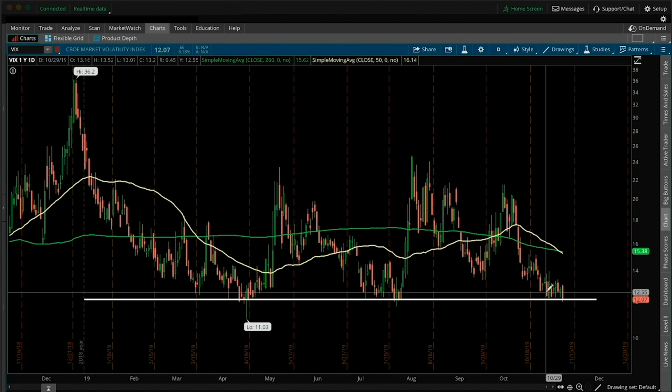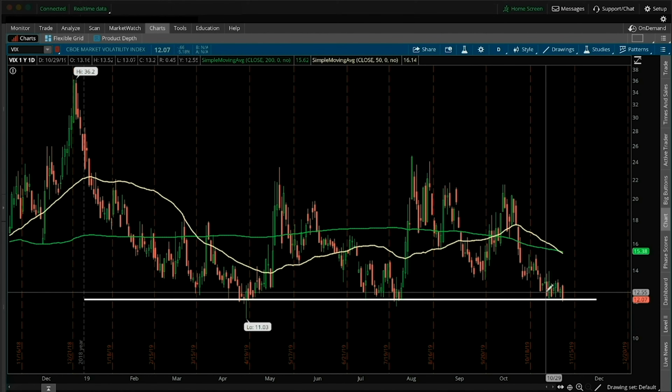Now, of course, it can go lower than this. In 2016, 2017, it did dip into the 9s and 10s, and basically stayed there for a year and a half, aside from some short-term pops. So I'm not saying 12 is the bottom in the VIX, but at least in the last 2 years, that's been the case. It's certainly a level that we can start eyeing some trades.